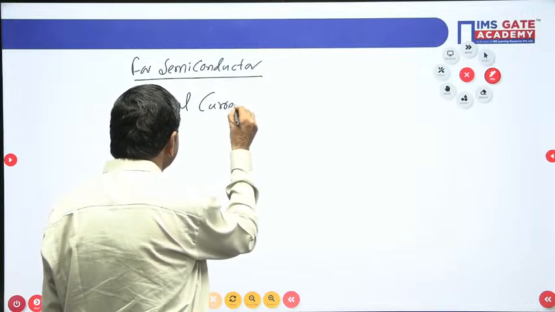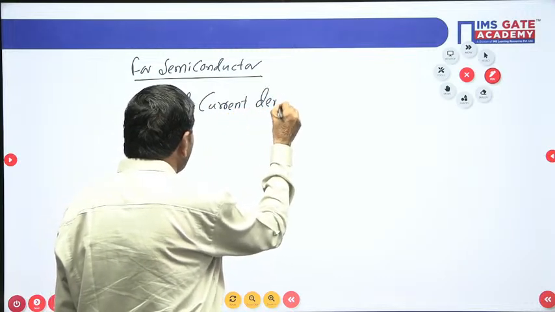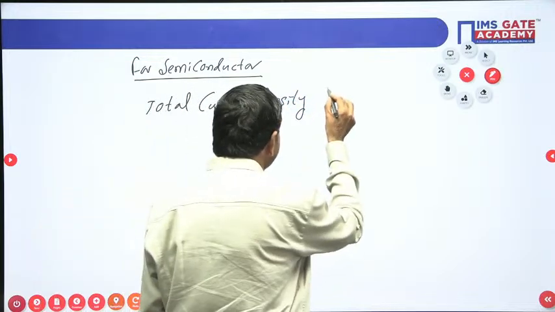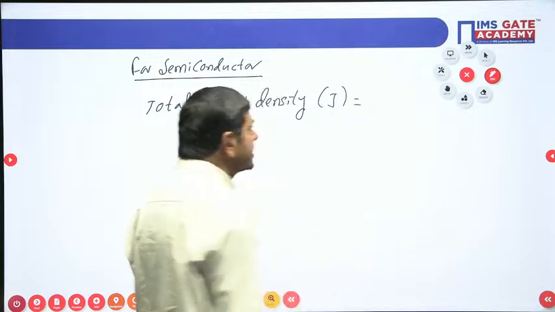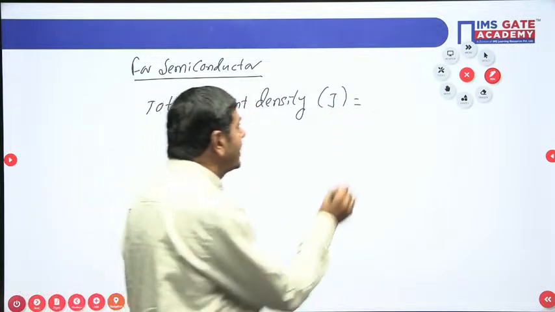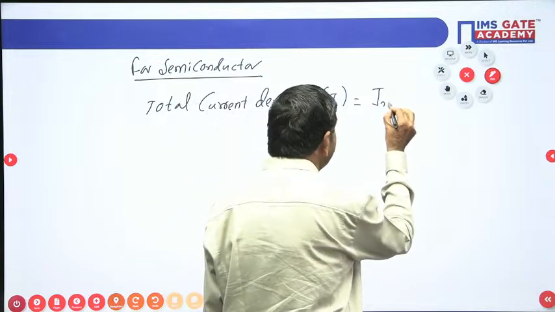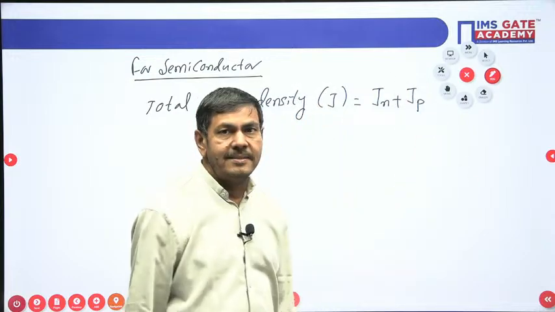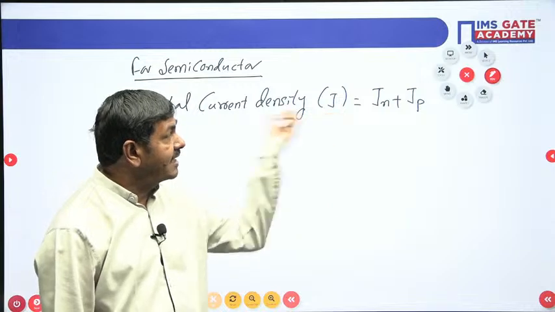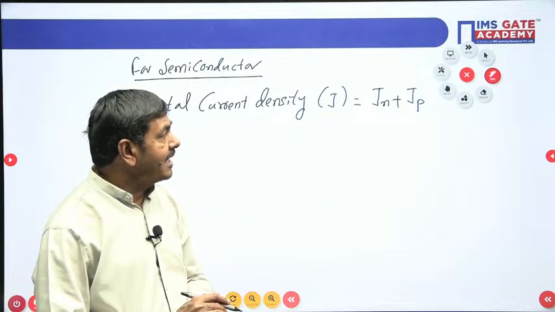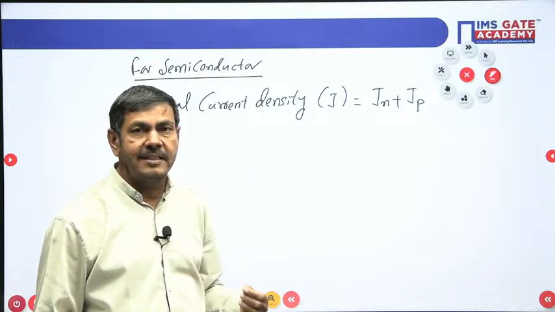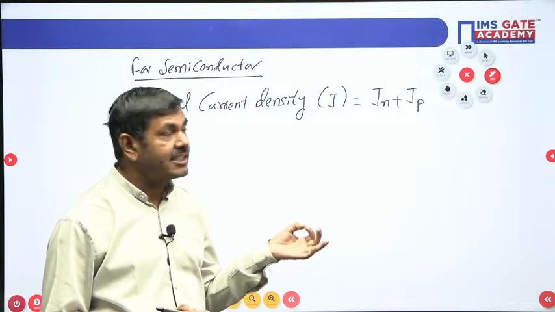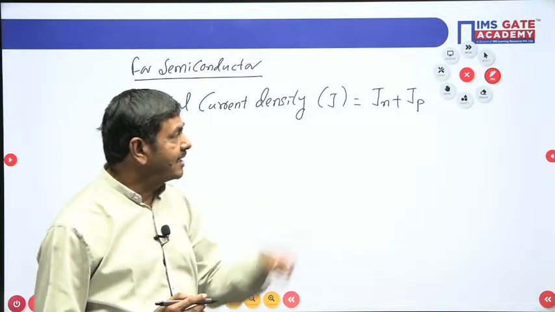Total current density. The total current density in the semiconductor is denoted by J. It is the summation of the current density due to electrons, Jn, plus the current density due to holes, Jp. That is the total current density. Jn means current density due to electrons. N denotes the concentration of electrons, and P denotes the concentration of holes.